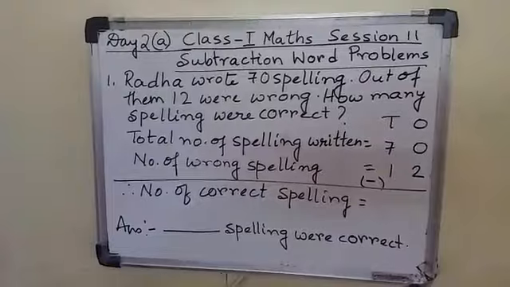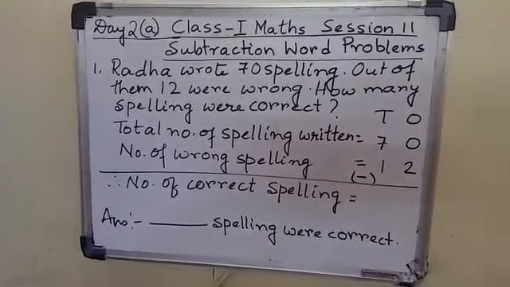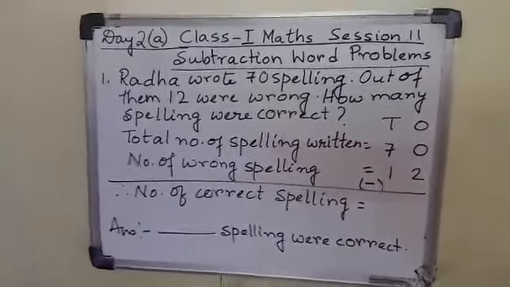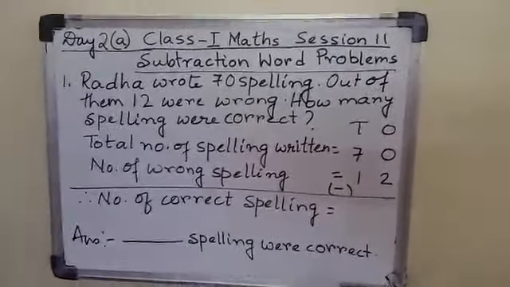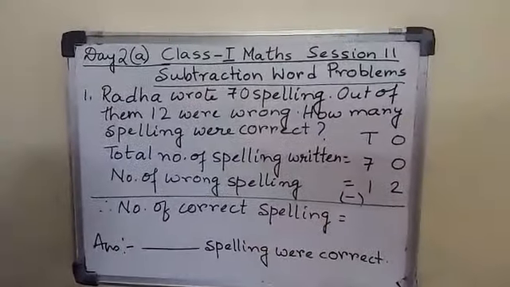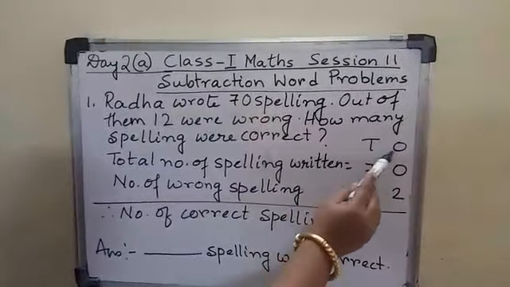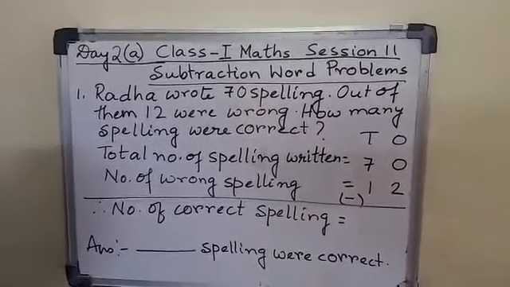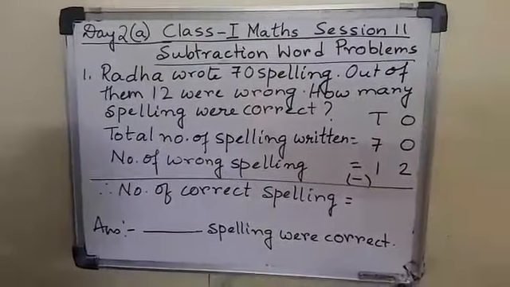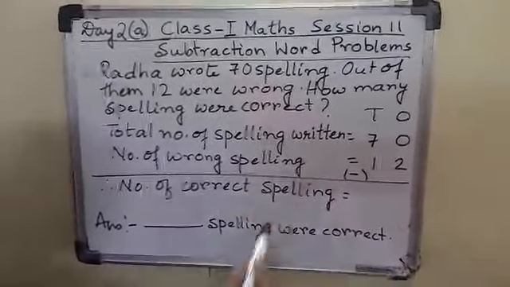So what is there? Total number of spelling written equals to how many? 70. Number of wrong spelling equals to 12. So you need to do what? Subtract. So in the bracket you write down the subtraction sign correctly. And please don't forget to write down the place value, tens, ones or HTO, whenever and whatever will be needed. You will write down the place value correctly.